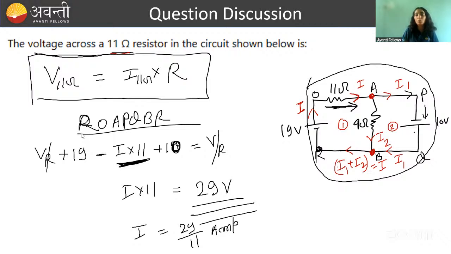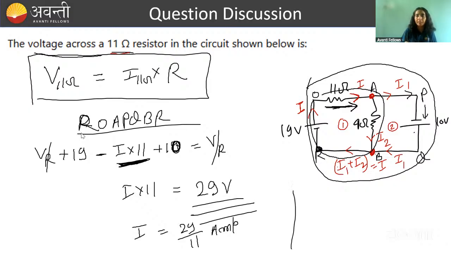If you are asked I2, if someone asks you to tell I2, then what will you do to write I2? You already know I by writing KVL in the bigger loop. Now you write KVL in this smaller loop. Write it in this loop, because in this loop there is I2 flowing through 4 ohm. So if you write that, you will get I2.